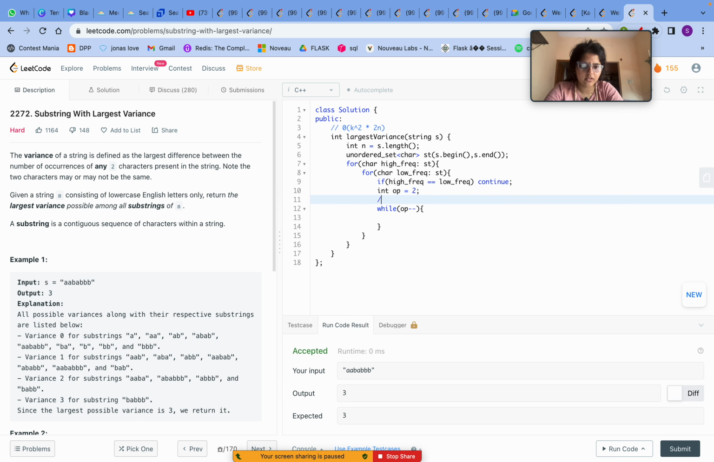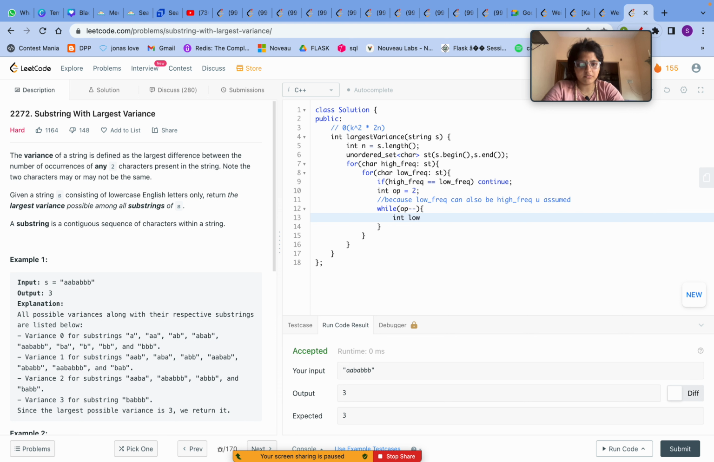Here I'm writing why you are doing this, because low frequency can also be high frequency. What you have assumed may not be true. Like if the string starts with a b b b b b, you have considered a as the highest frequency occurring more number of times than b, but maybe it's the opposite case. So okay, that's why we'll do 2 times. Then what you need to do, you know better, right?